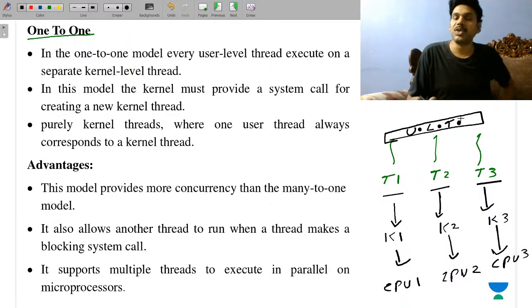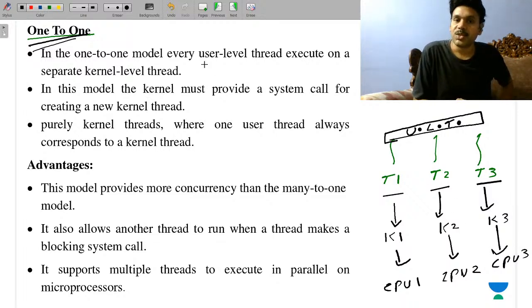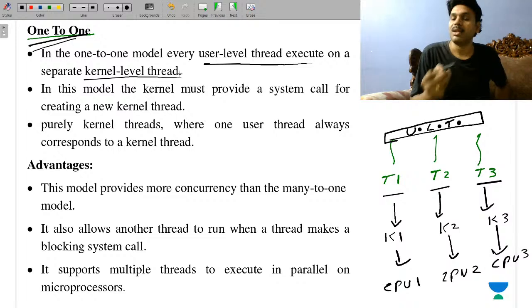We are using 1:1 threads right now in real-time cases. Each user level thread executes on a separate kernel level thread. So there is a requirement of M or N kernel level threads in order to run M or N user level threads. What is the advantage? More concurrency.